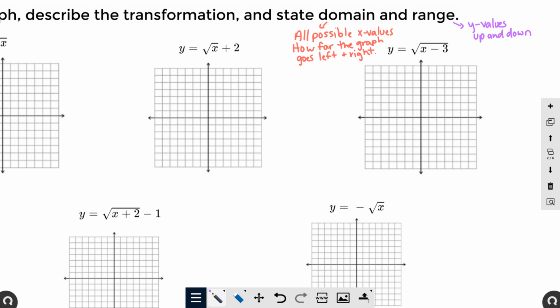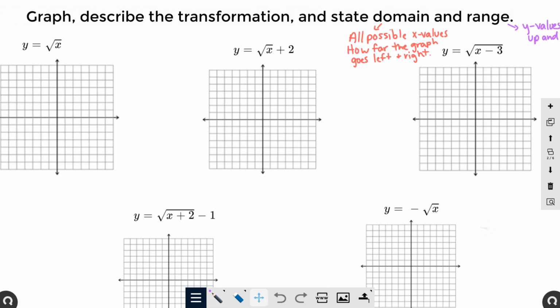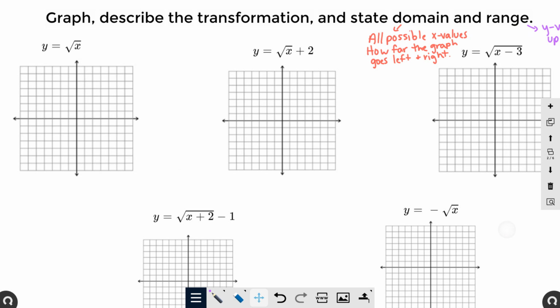Okay, so your domain is all the possible x values that you could plug into the function and get out a real answer, and how far the graph goes left and right. And your range is your y values, so how far the graph goes up and down, but all possible values that you can get out of the function based on those x values. So let's look at our first one that we want to graph. We want to graph y equals square root x.